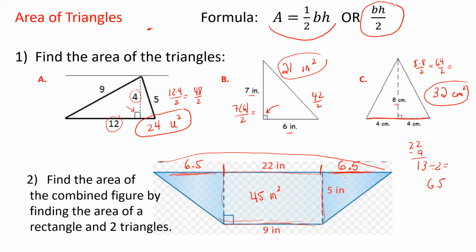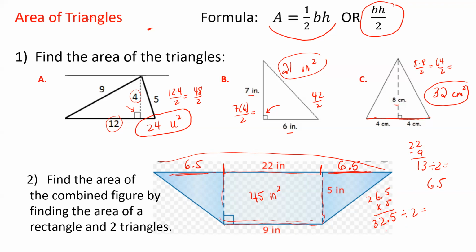And then we have 2 triangles that have a base of 6.5 and a height of 5. So 6.5 times 5, 5 times 5 is 25. And then we have 32 with 1 number behind the decimal. Now, normally for 1 triangle, we would half this, obviously. But since we have 2 triangles anyway, we can just leave this as 32.5, and that is the area of both triangles put together.